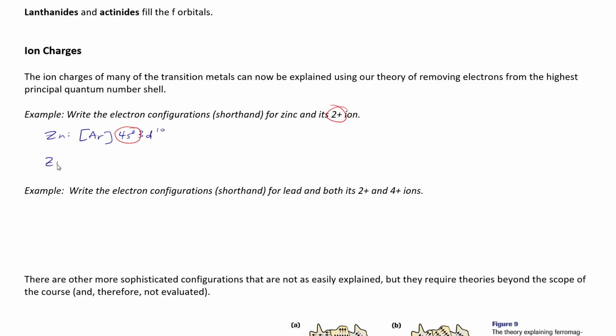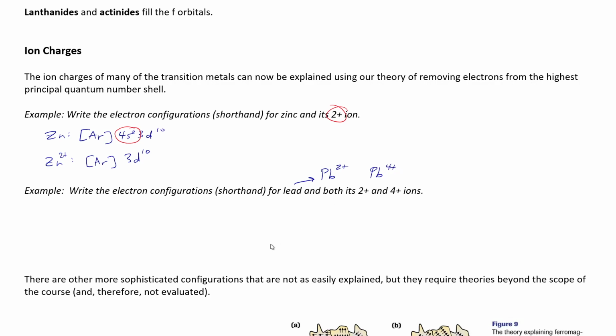So then the zinc 2 positive ion is argon 3d10. Now, lead, you will recall, is multivalent. It can form a 2 positive ion and it can form a 4 positive ion.